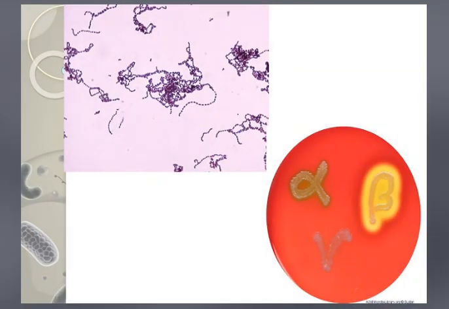Under the microscope, Streptococcus cells appear as purple-stained spherical chains, confirming their gram-positive nature. On blood agar plates, their hemolytic activity is a key diagnostic feature. Alpha hemolysis causes partial breakdown, creating a greenish zone. Beta hemolysis leads to complete clearing around colonies. And gamma hemolysis shows no change. These patterns help differentiate species and guide clinical diagnosis.